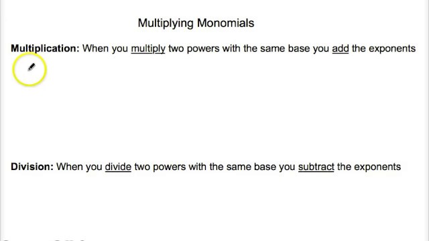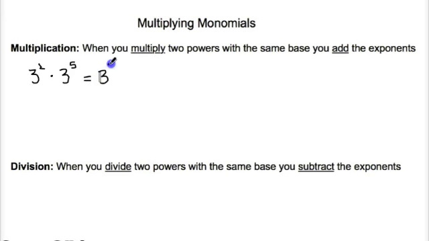An example of multiplication would be something like 3 squared times, the dot means times, 3 exponent 5. These both have the same base. Remember, the base is this part, the exponent is up here. So basically we write down the same base and we add the exponents. 2 plus 5 equals 7. So the answer to this is 3 exponent 7.